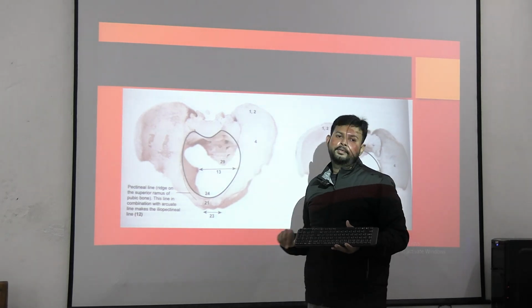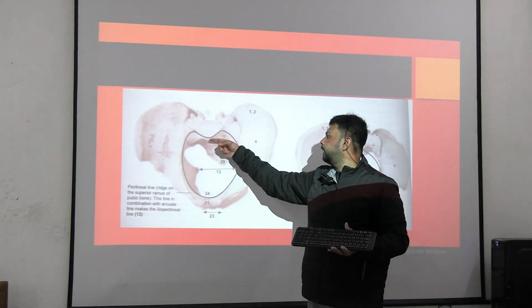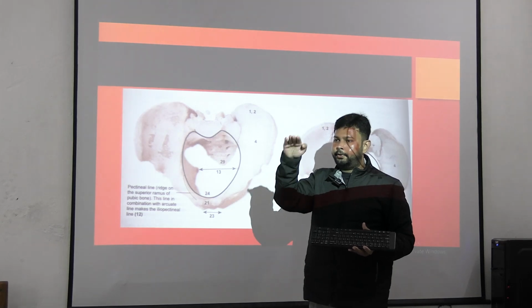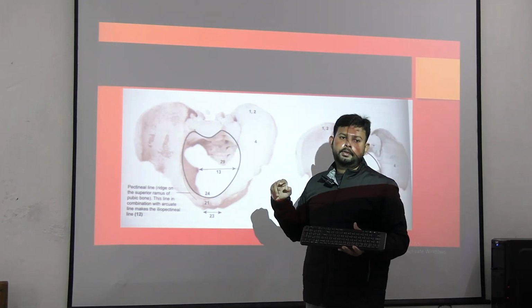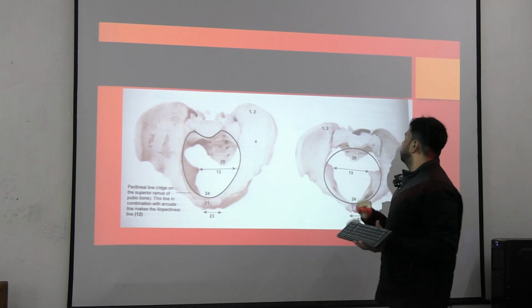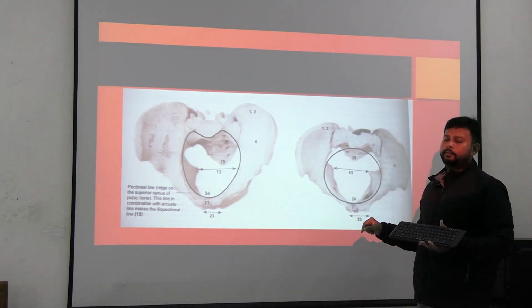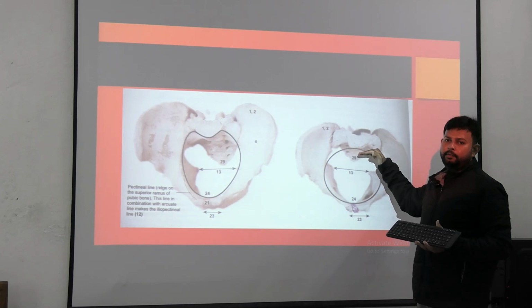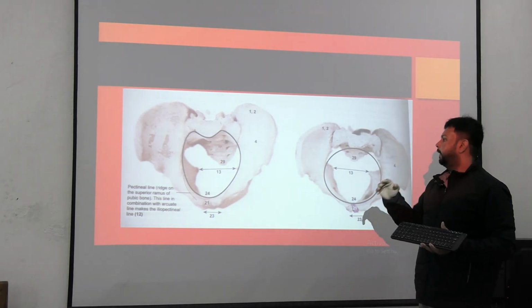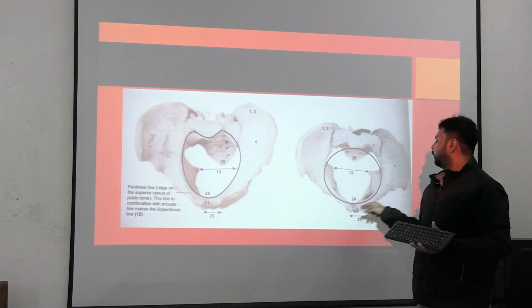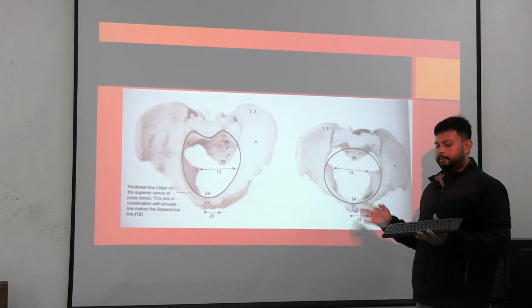What is this bone? That is the sacrum, more anteriorly protruding out in males, and less anteriorly protruding out in females. Heart shaped in males, circular or oval shaped in females.